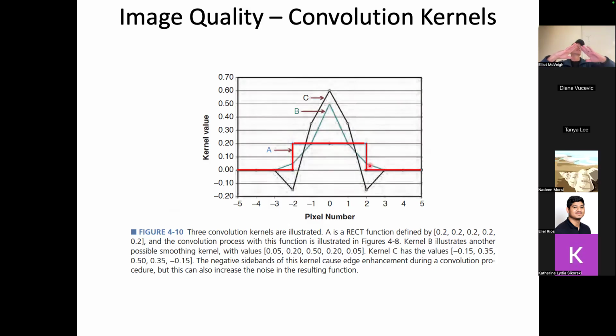So now it has changed the shape of that averaging. It's not as severe as that rectangle. It's sort of centrally weighted. And then I can also put negative lobes out here. And what this will do is it'll enhance edges. And we'll see how that works.